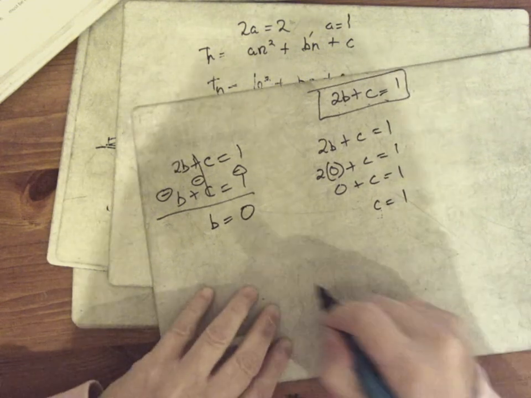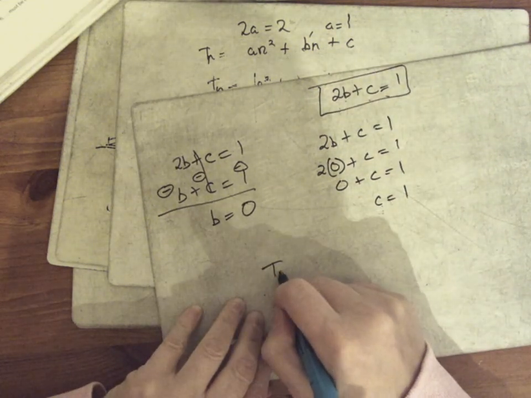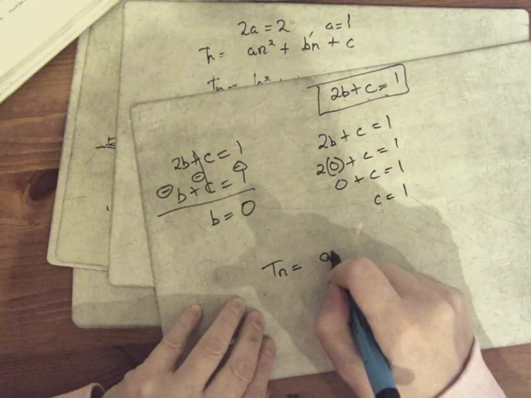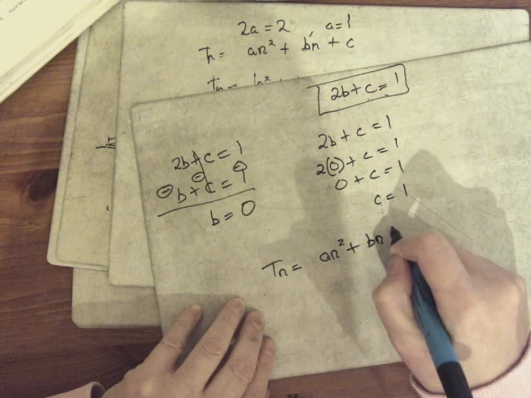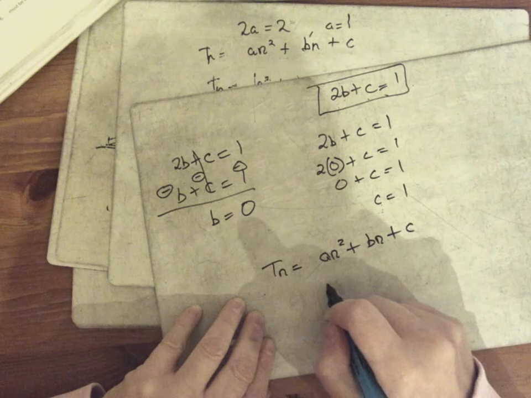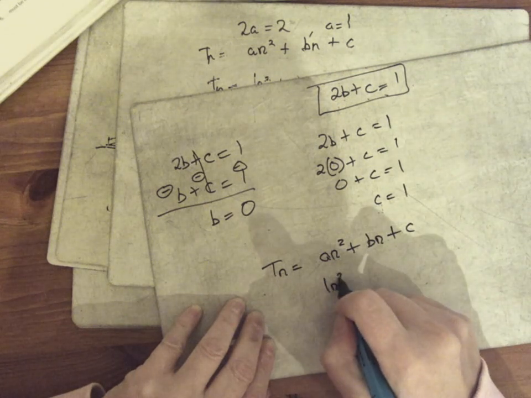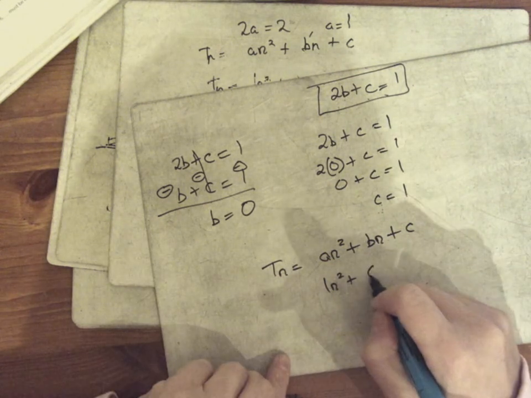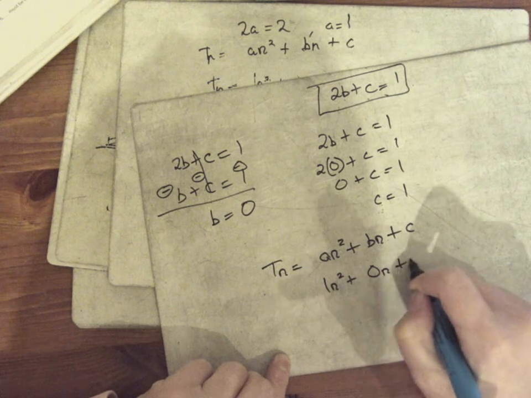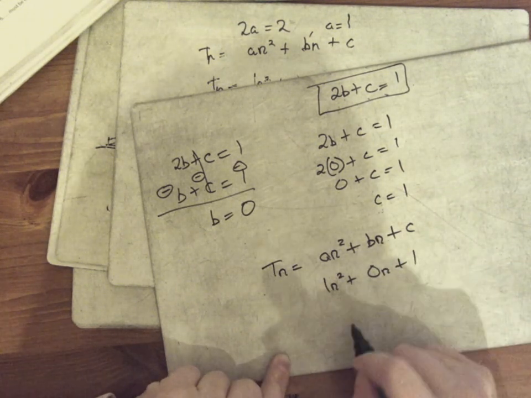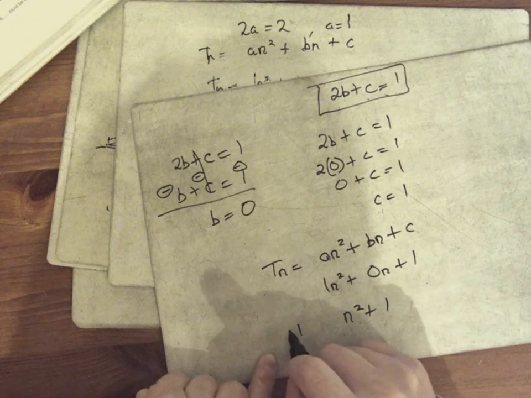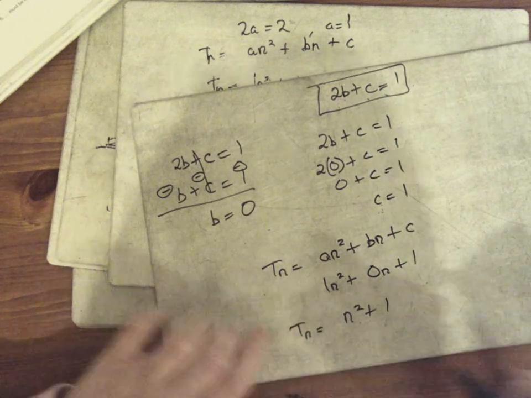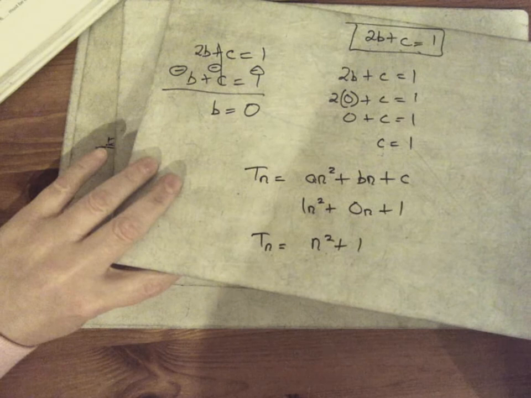Okay, so I said the general term was an squared plus bn plus c. So a turned out to be 1n squared, b turned out to be 0n, and c turned out to be 1. So you don't have to write that, so the general term is n squared plus 1. So that is your answer. Okay, I'll do a second example now.